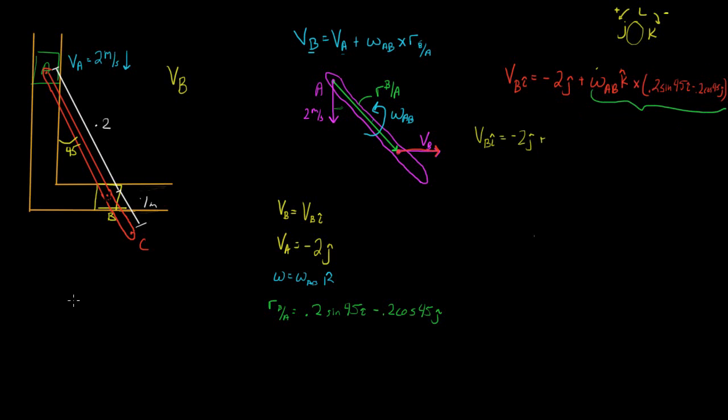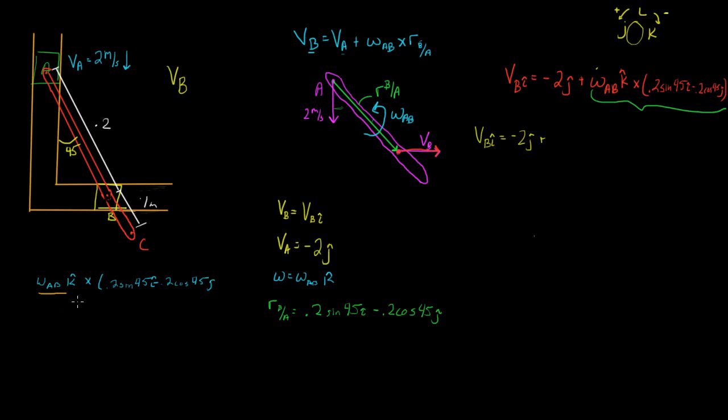And I'll do it over here just to keep things out of the way. So we're going to have an omega AB with a k component, and this is going to be crossed with this position vector, which is 0.2 times the sine of 45 minus 0.2 times the cosine of 45, and this is a j component and this is the I component. So we're going to take each of these terms separately.